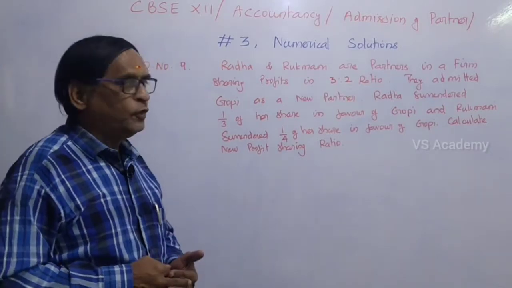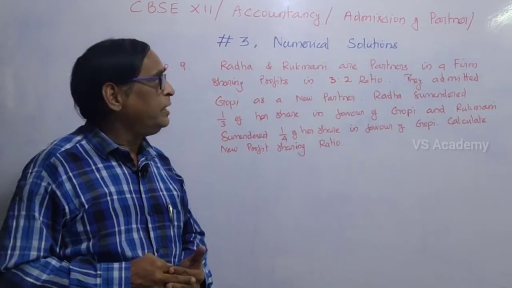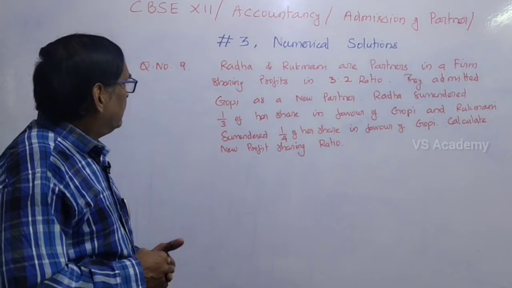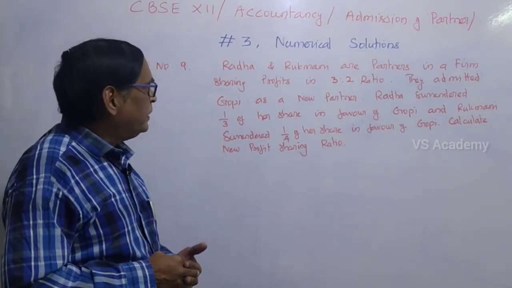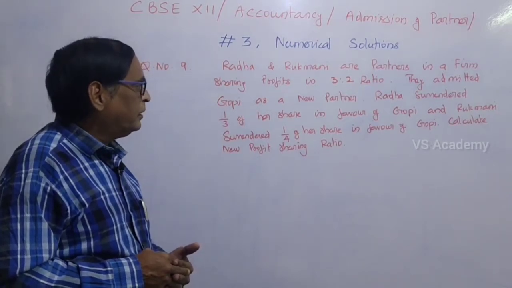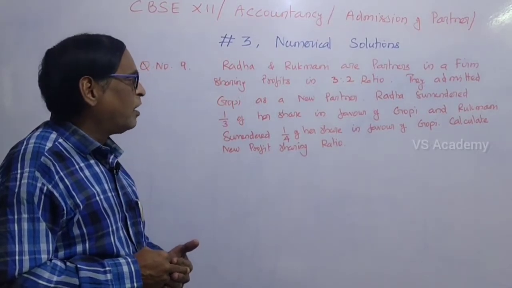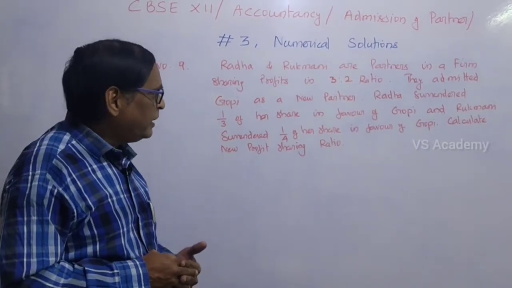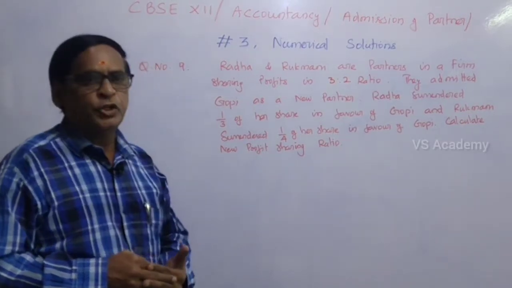The continuation of numerical solution part 3, CBSE plus 2 accountancy, admission of partners. The question is, Radha and Rukmani are partners in a firm sharing profits in the ratio 3:2. They admitted Gopi as a new partner. Radha surrendered 1/3 of her share in favor of Gopi and Rukmani surrendered 1/4 of her share in favor of Gopi. Calculate the new profit sharing ratio.